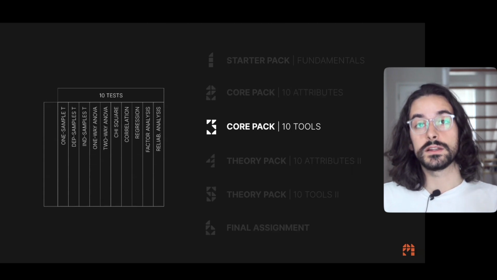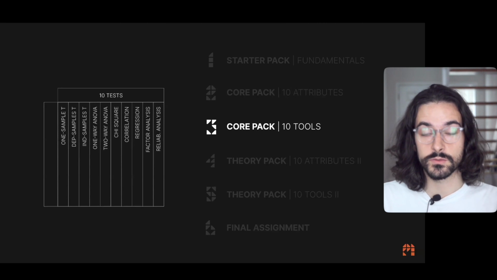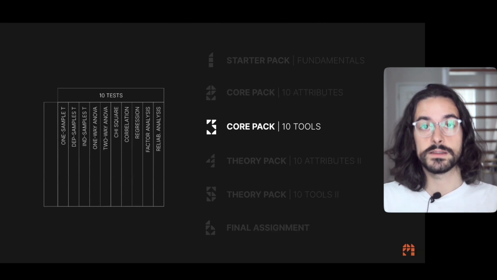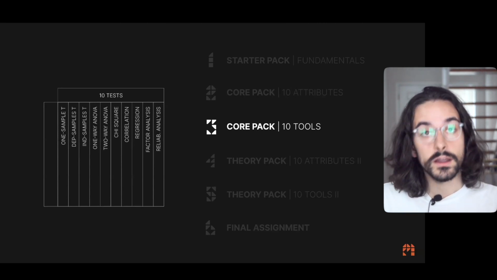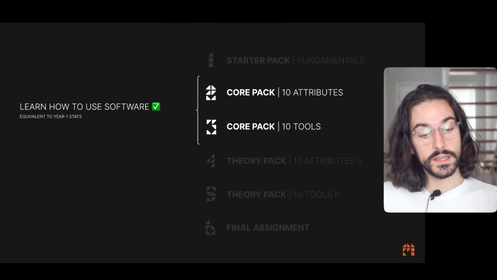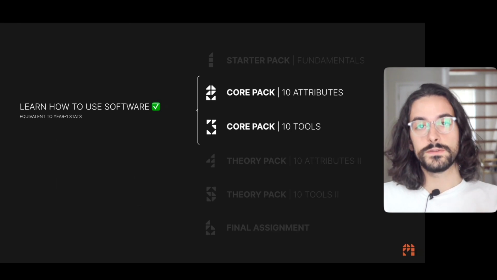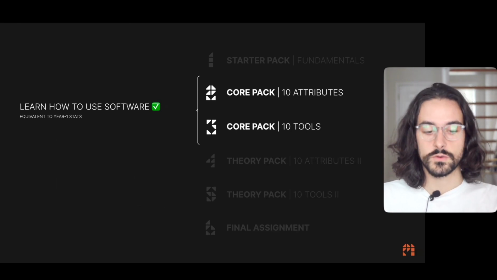We're going to learn about each of those 10 tests and how to run them with the software that you need. Some people need to run that on SPSS, Jamovi, Stata, R, different software. We have classes for that. So here you learn how to understand and roughly use the software. It's equivalent to a year 1 statistics course.